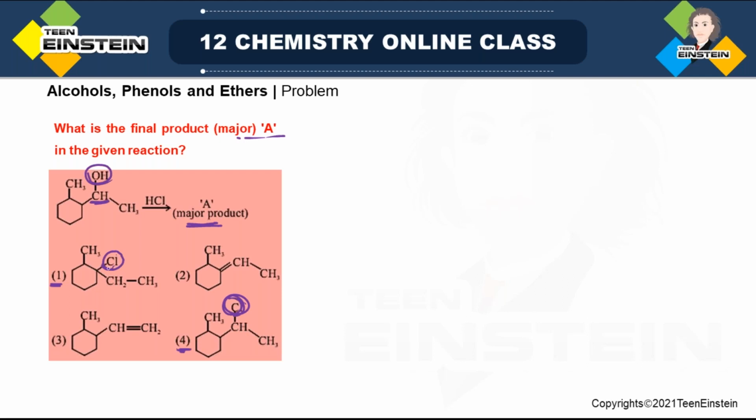There is no elimination, because whenever there is elimination, OH will be removed along with some hydrogen atom, as if it is a net removal of water. So when this type of elimination occurs, a C=C double bond will be formed. If you remove this OH and one hydrogen from this methyl, you will get the option 3 molecule. But if you remove OH and this hydrogen from the cyclohexane ring, you will get the option 2 molecule. So 2 and 3, these two are elimination. 1 and 4, these two are substitution.